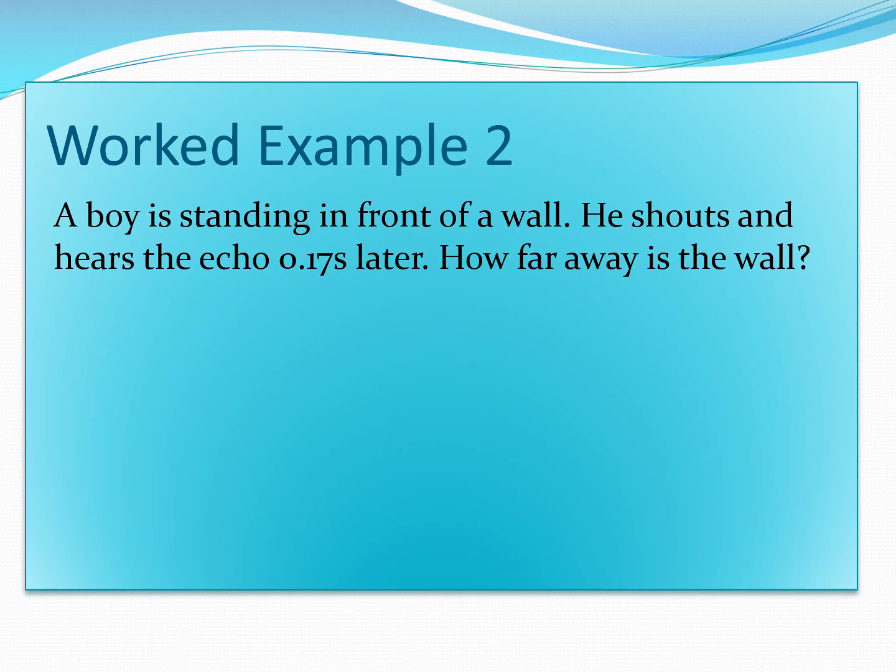Okay, so again, let's pop down everything we know. He shouted. It's still sound, so the speed is still 340 meters per second. He heard the echo 0.17 seconds later. Then we're trying to work out the distance. So again, pop down the equation and then substitute in. So we've put in 340 for the speed and 0.17 for the time. And we work that out and we get that the distance is 57.8 meters.